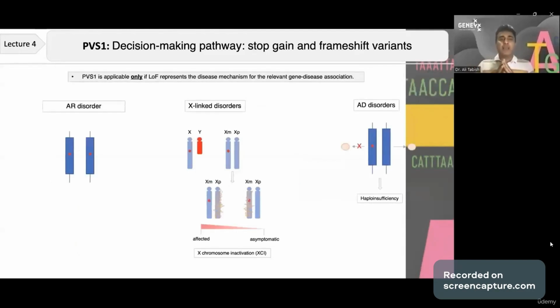And as I said, we can apply this to autosomal recessive disorders, autosomal dominant disorders which lead to loss of function or haploinsufficiency, and also X-linked disorders. Here in X-linked, due to X chromosome inactivation, the phenotype can have a spectrum. There is X chromosome inactivation, and the phenotype could be very severe or very mild.